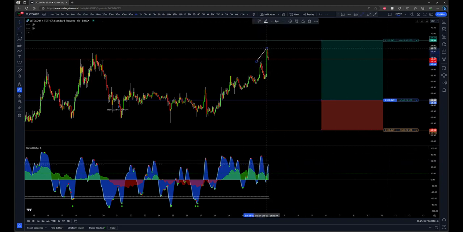Higher high here on price, momentum, very clearly lower high. And then we have 3 peaks here on the money flow forming lower highs as price comes up with higher highs. So time to close this one out early.